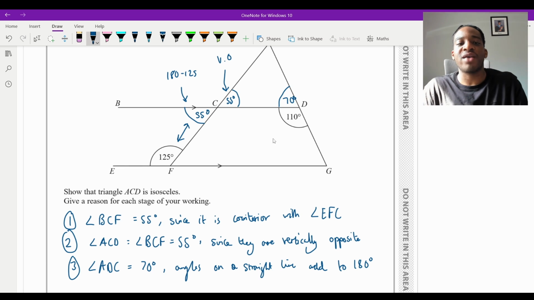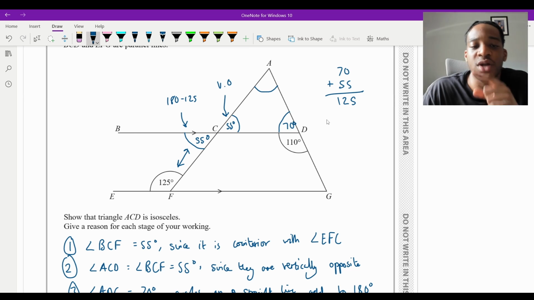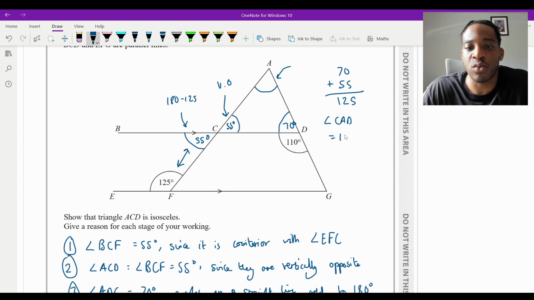And then now we've got 2 out of 3 angles. To work out this one, remember angles in a triangle add up to 180. So I'm just going to add these two together and then take it from 180. So I'm going to do 70 plus 55. This is equal to 125, right? If that is 125, that means that this angle here at the top, which is the angle CAD, is going to equal 180 minus 125, which is equal to 55, isn't it? So I can put this as 55.